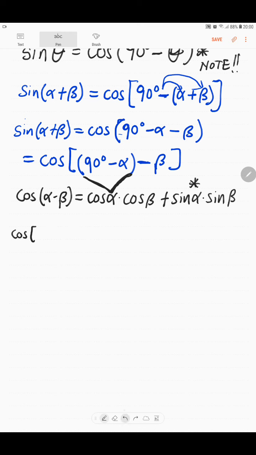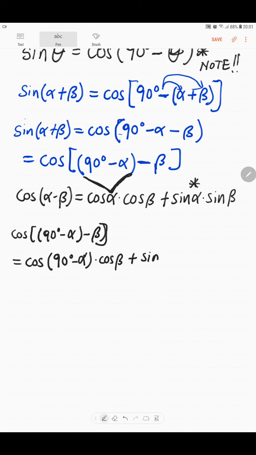Cos of 90 minus alpha minus beta becomes equal to cos, in place of alpha we now have 90 minus alpha, by cos beta, and beta is not affected at all, plus sine, now remember in place of alpha we have 90 minus alpha, by sine beta, like that.